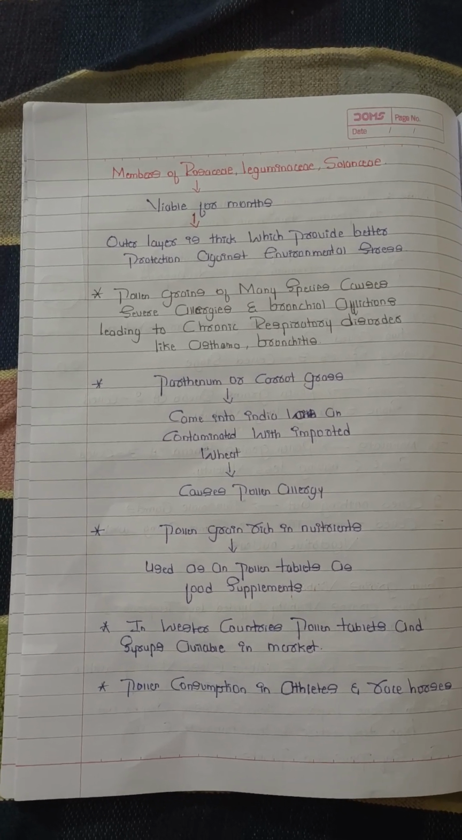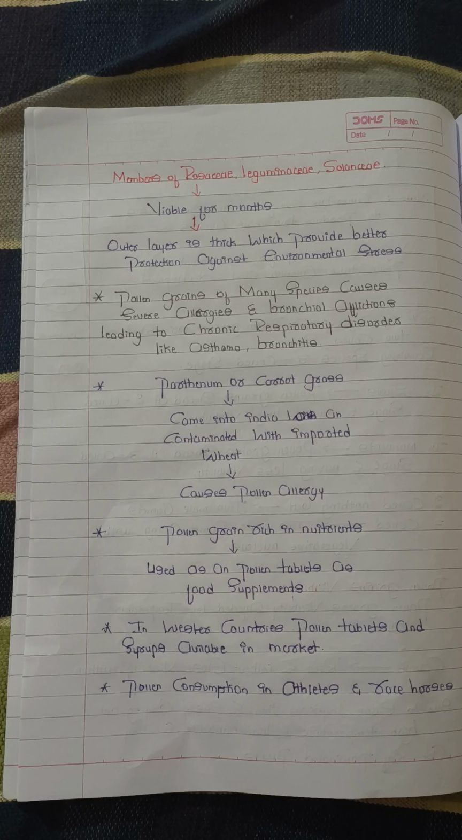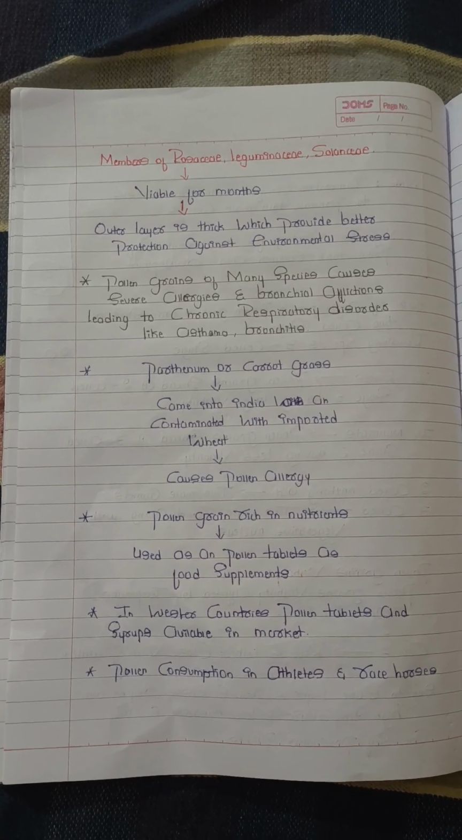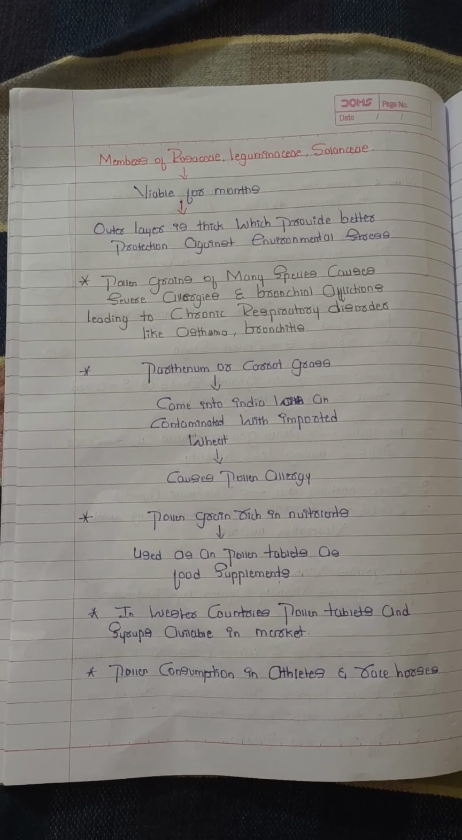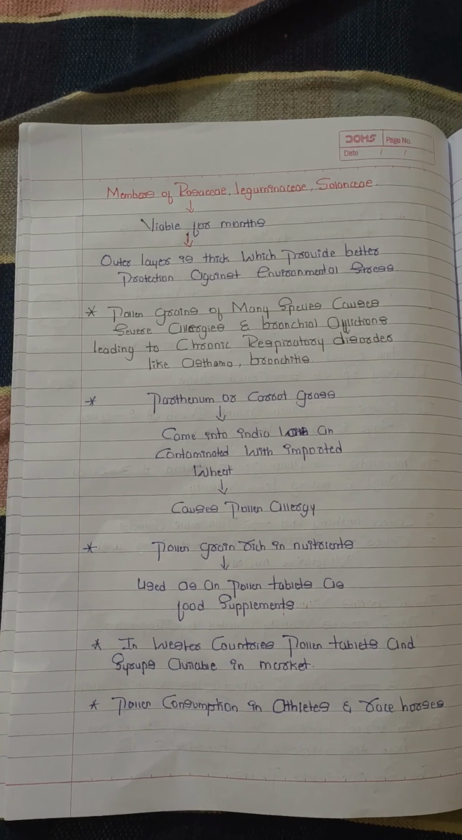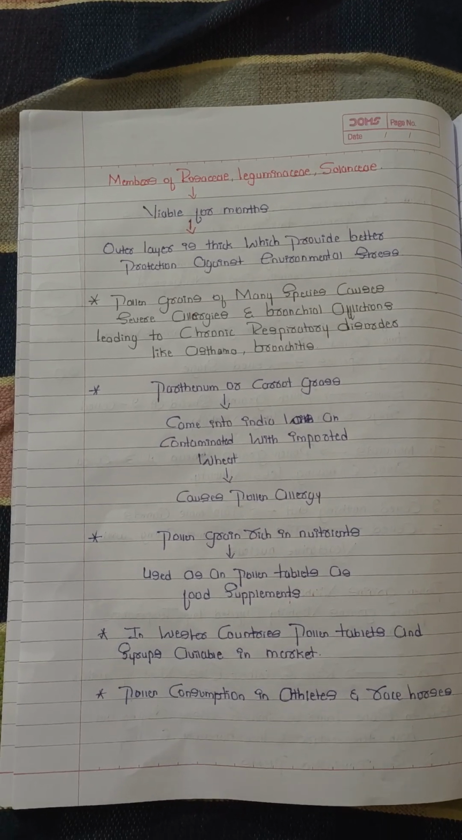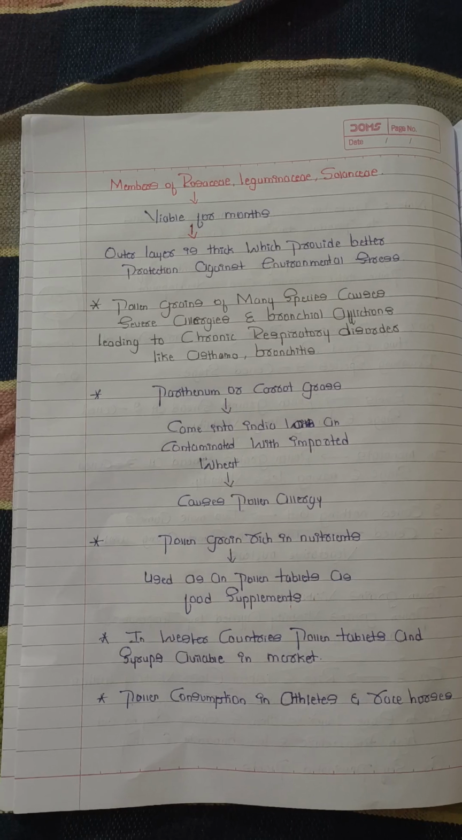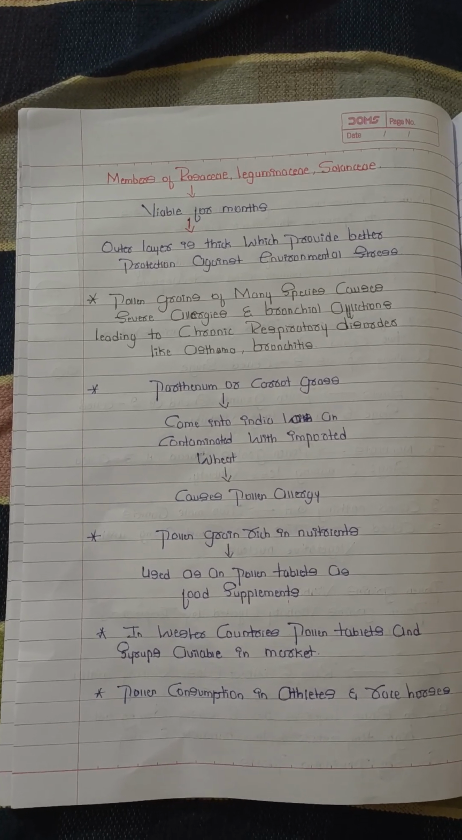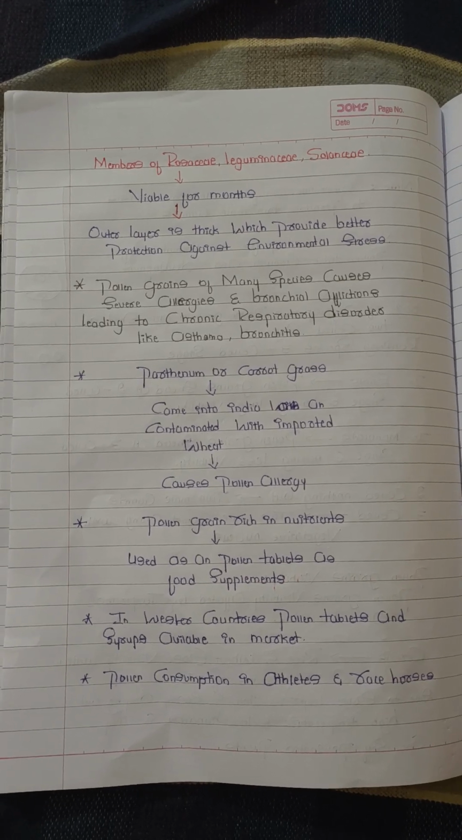Pollen grains of many species cause severe allergies, like bronchial afflictions leading to chronic respiratory diseases like asthma and bronchitis. And you know about Parthenium, also called carrot grass. It came into India with imported wheat and causes pollen allergy.